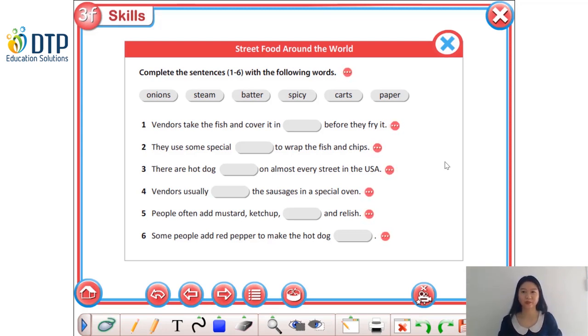Number 2, what do they use to wrap the fish and chips?